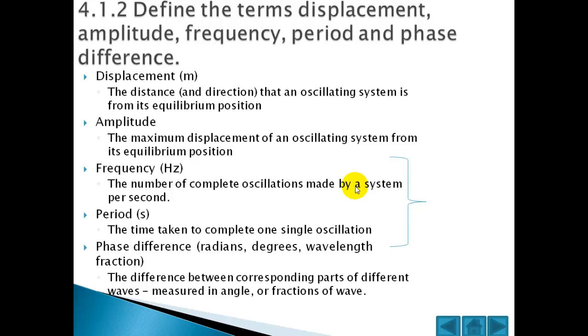Now, frequency and period are linked by this equation, which is the frequency is equal to 1 divided by the time period. This is an important equation. Omega is equal to 2 pi f.